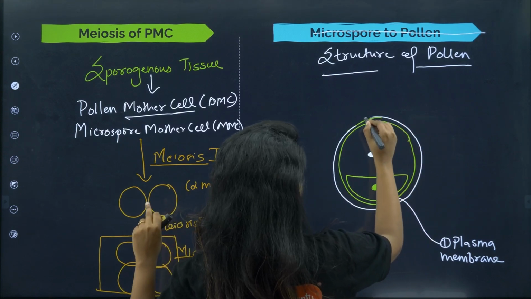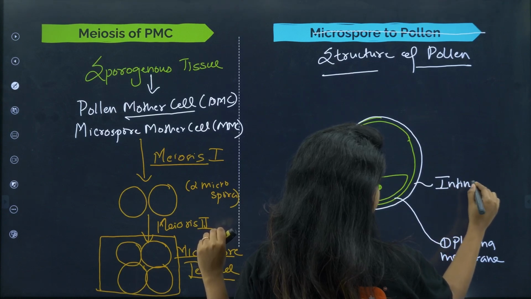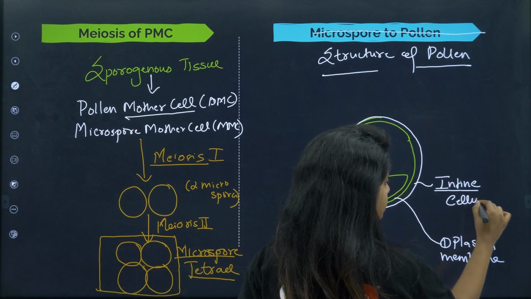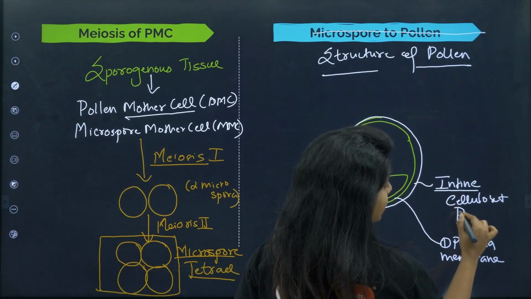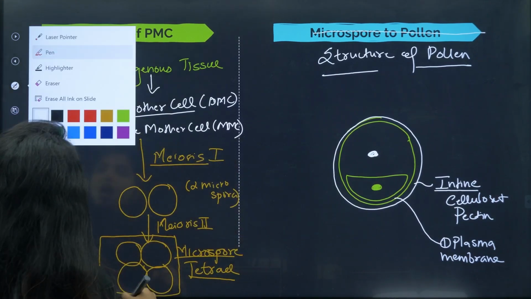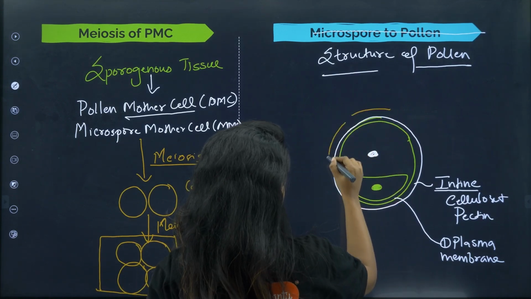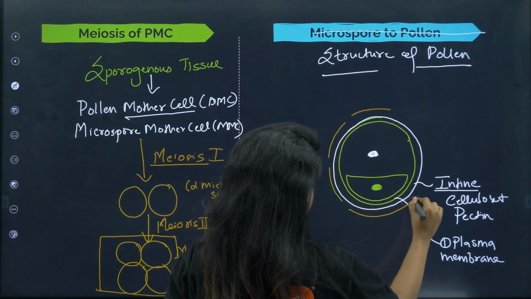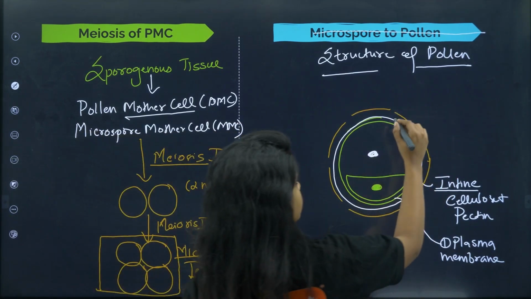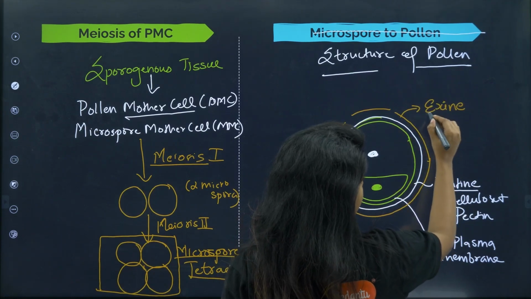So the inner layer that you see over here, children, is known as intine, and intine is made up of cellulose and also pectin. It is made up of cellulose and pectin. This is the inner layer. Now outside this particular layer that you see over here, you have some layer like this. What do you call this layer? Exine, because it is outside, exit, okay, you can remember it like that.